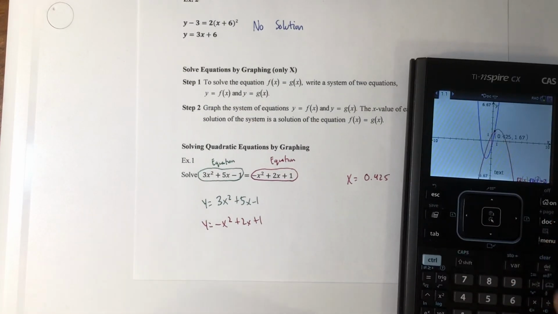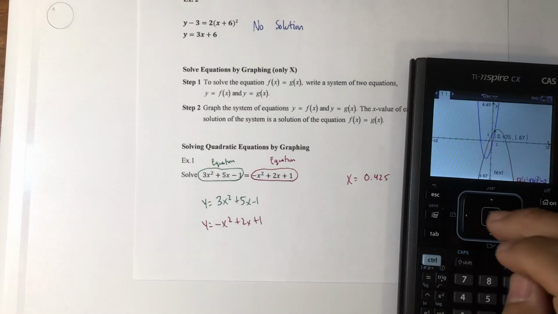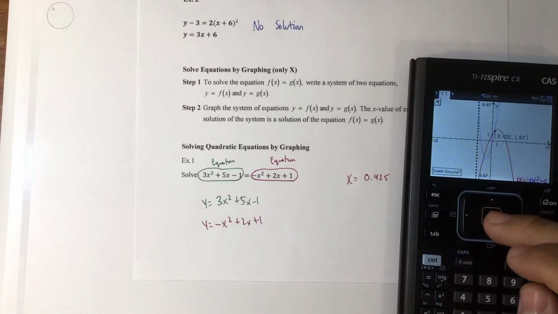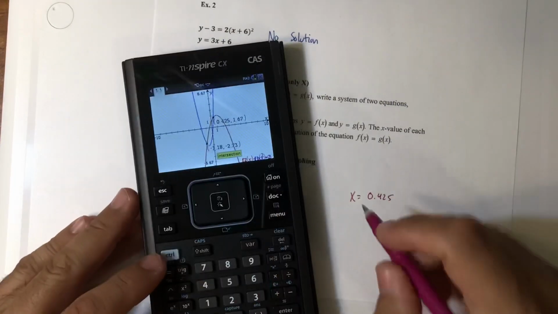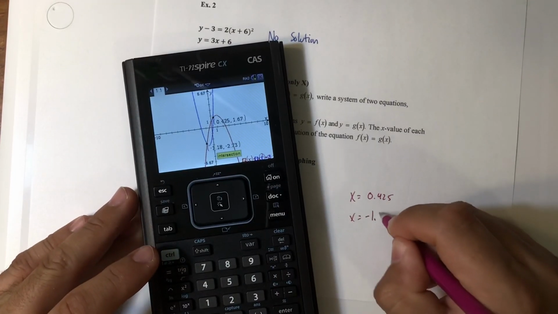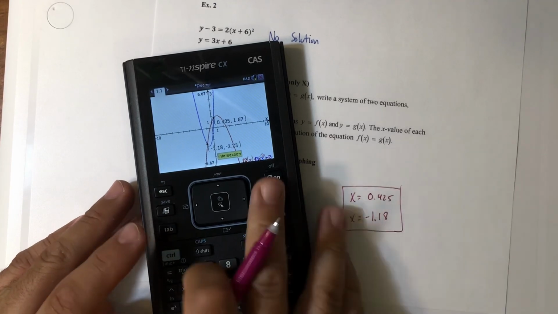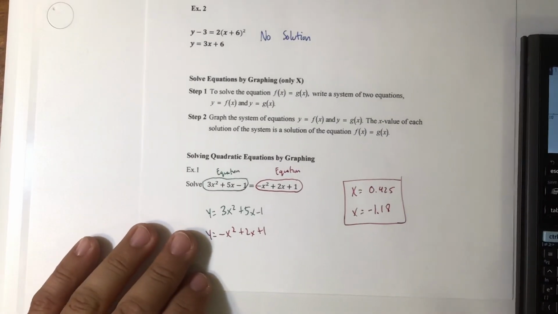And for the next one, menu 6-4, we go to the other side. And we scroll it over. And there it is. x equals negative 1.18. All right, and those are the notes for solving nonlinear systems.